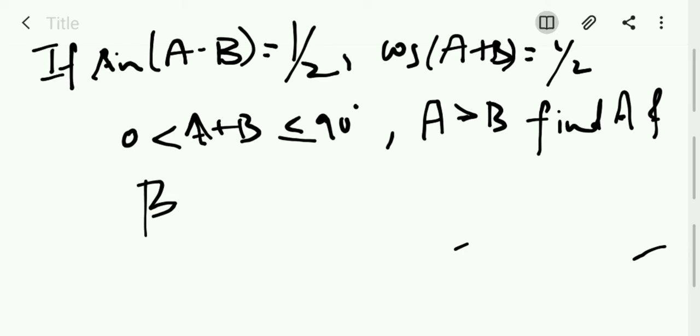Now if sine (a minus b) is equal to half and cos (a plus b) is also equal to half, and a plus b is less than or equal to 90 degree but greater than 0 degree, and a is always greater than b, we need to find the value of a and b. Sorry, it's not greater, it's less than or equal to 90 degree. So let's do it now.